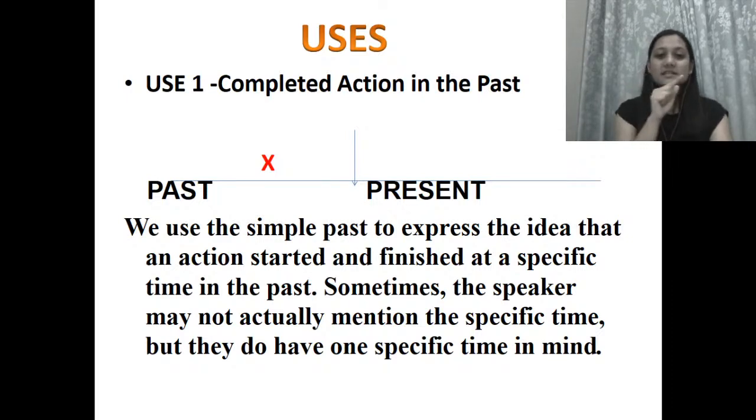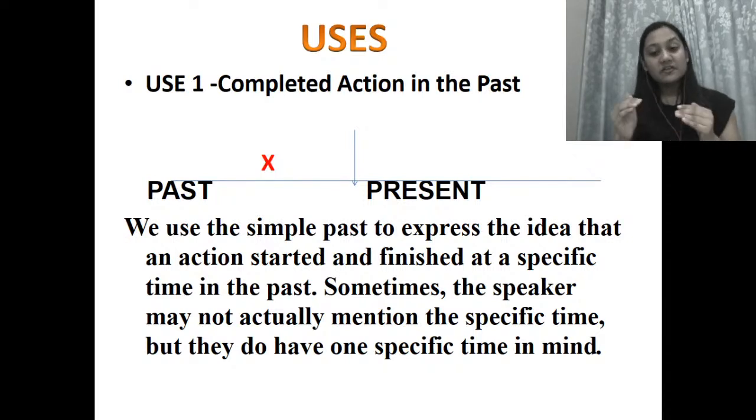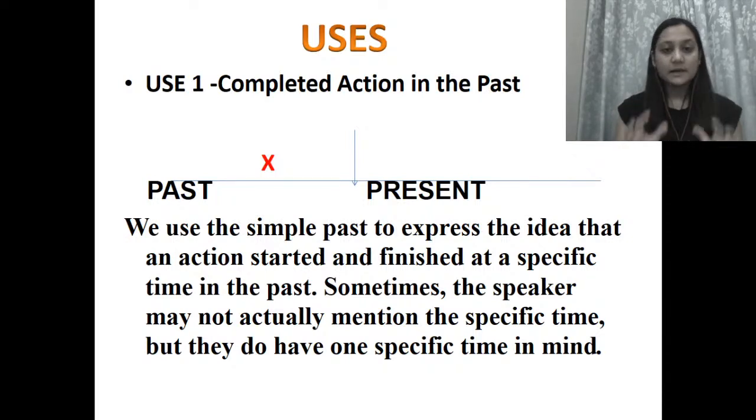I've tried to make a diagram there, and I hope it's clear and understandable. In the center we have a demarcation for present, and at the extreme left we have past. We use the simple past to express the idea that an action started and finished at a specific time in the past. Something happened, it started and it ended; an action started and it also finished in the past.